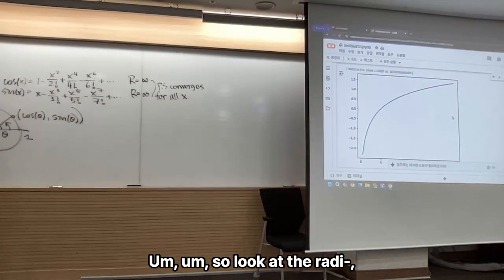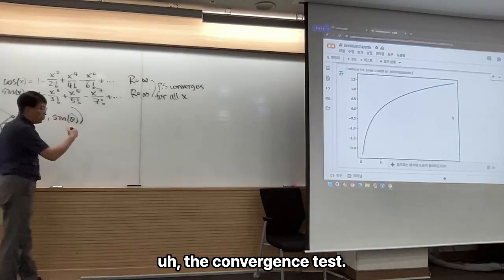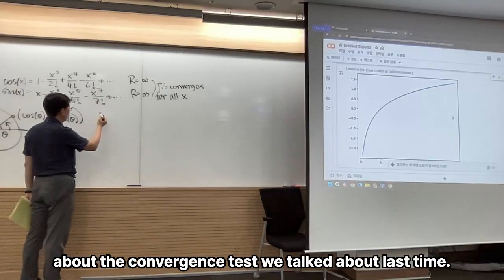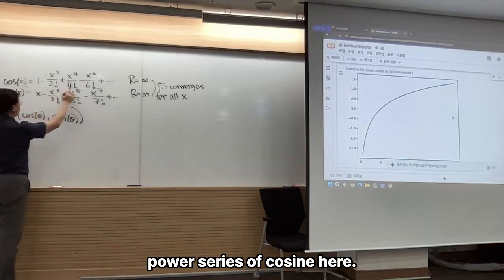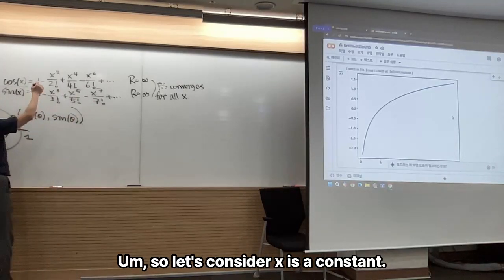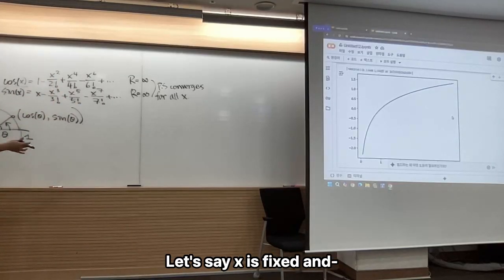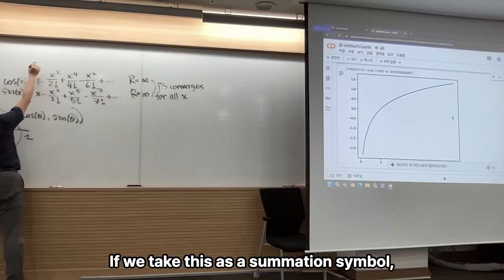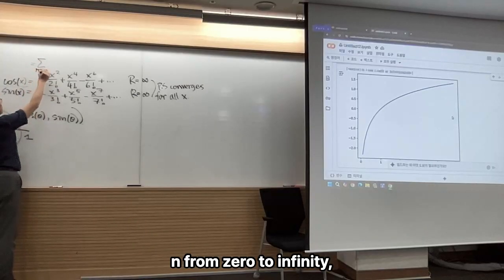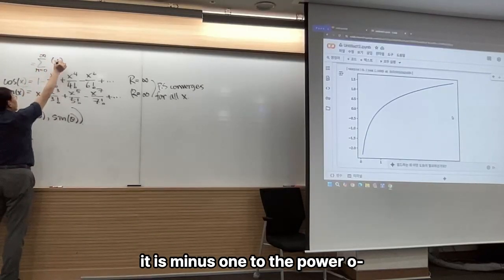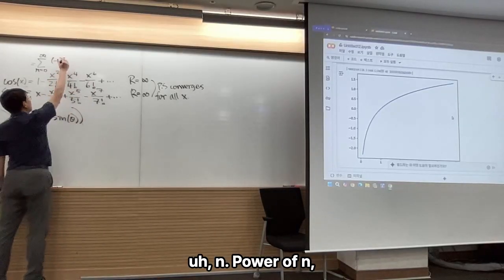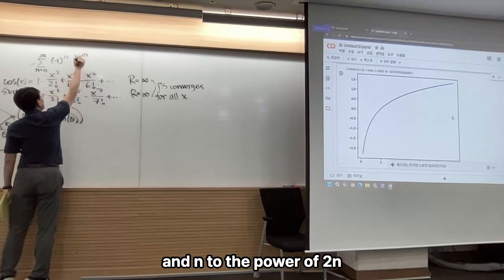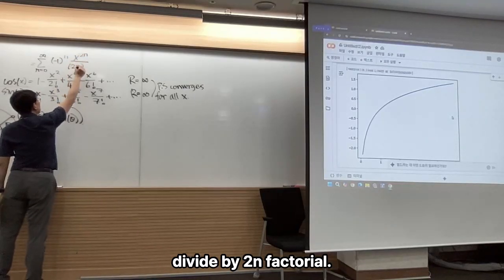So look at the radius, the convergence test. It's just a small review about the convergence test we talked about last time. So look at the power series of cosine here. Let's consider x is a constant. Let's say x is fixed. And if we take this as a summation, n from 0 to infinity, of minus 1 to the power of n, x to the power of 2n divided by 2n factorial.